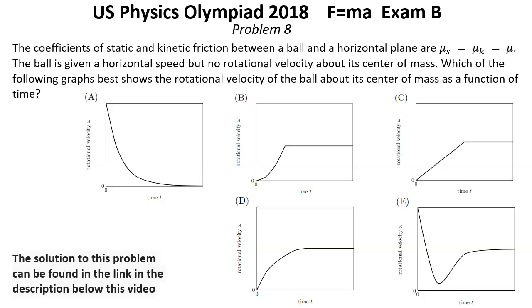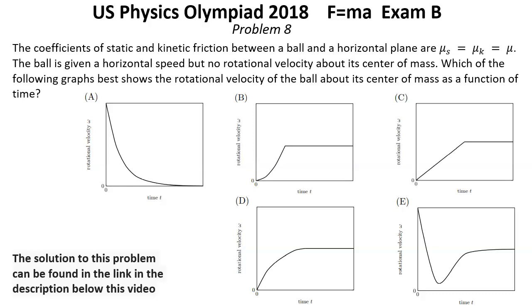Problem number 8. The coefficients of static and kinetic friction between a ball and the horizontal plane are μs equal to μk equal to μ. The ball is given a horizontal speed but no rotational velocity about its center of mass. Which of the following graphs best shows the rotational velocity of the ball about its center of mass as a function of time? Solution for problem number 8.